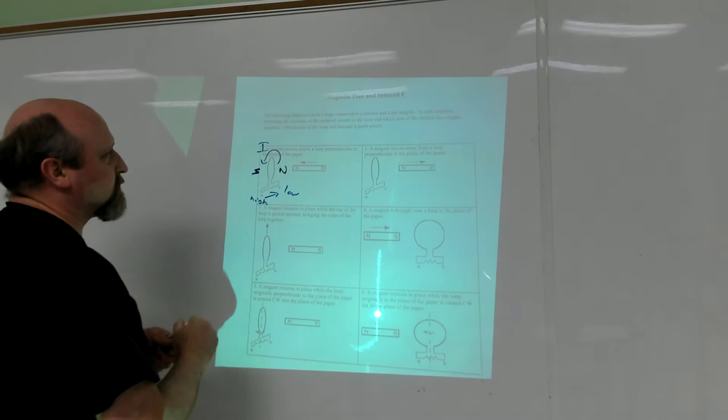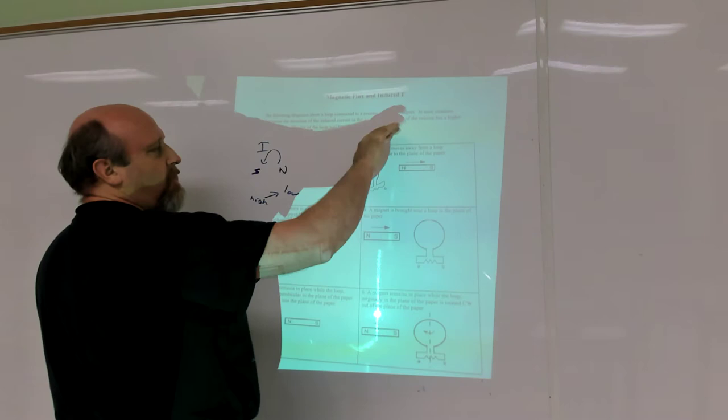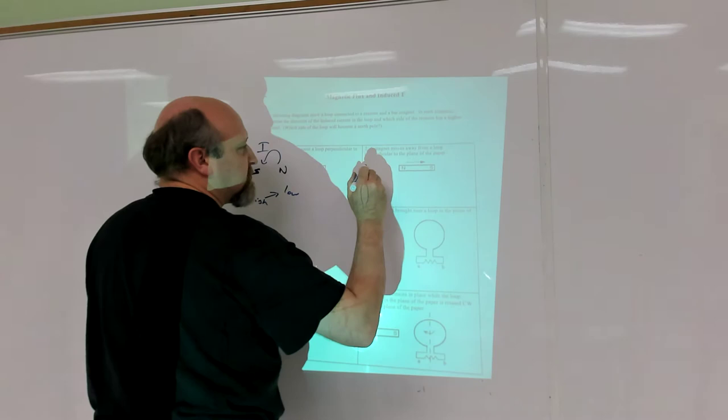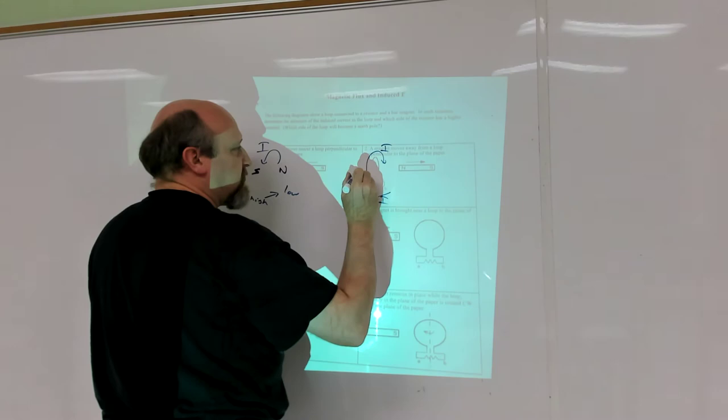North pole, field lines go out of north. They're going to the left through this loop. But I'm moving it away, so I'm getting less and less field lines left. So current has to flow to make more field lines go left, which means the current has to go around this way to make more field lines go left. So the induced current is going to flow this way, which means in the resistor, the induced current's going that way. If the current's making more field lines go left, that means the left side is the north pole, the right side is the south pole.